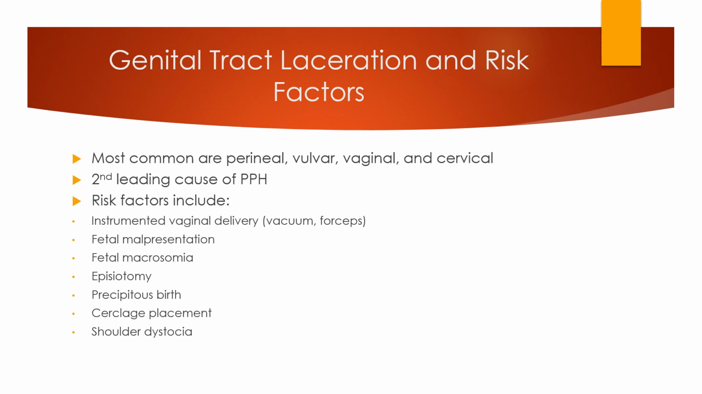Fetal malpresentation, so they may have a very wide head. Sometimes they'll come down with their little hand by the head. It's called a compound presentation, which can lead to more tears. Fetal macrosomia, so the baby's very large, particularly the head.